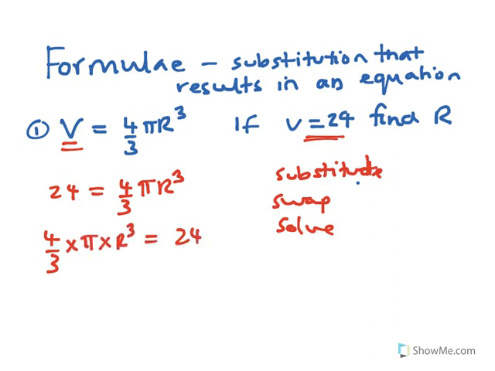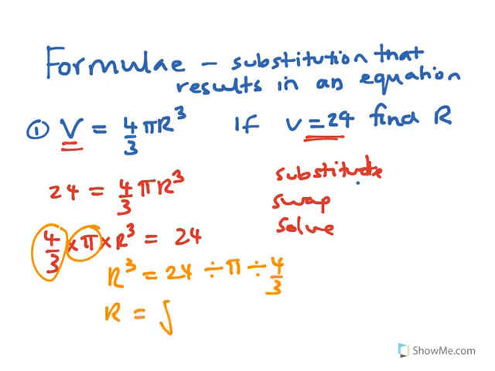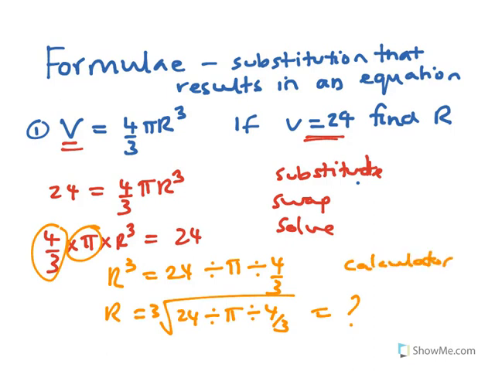that equals 24. Now, in order to solve it, you have to do the reverse order of operations. So 24 you divide by pi and divide by 4 over 3. And then finally, to get what the r is, you need to cube root the 24 divided by pi divided by 4 over 3. And then you put that into your calculator to figure it out.